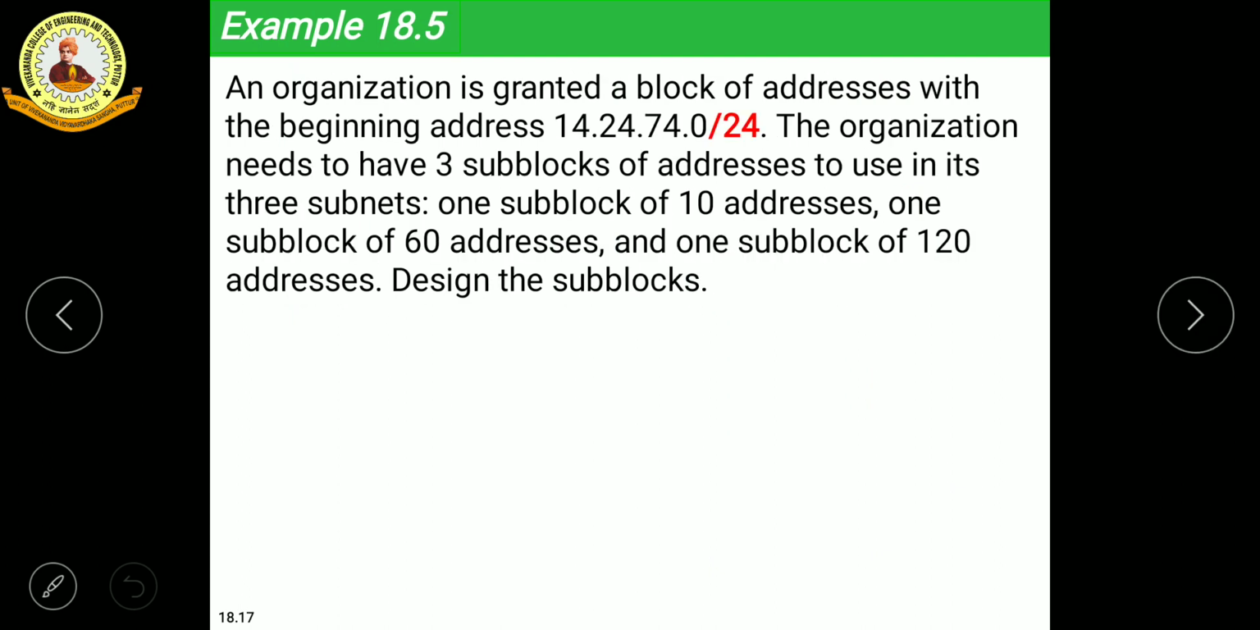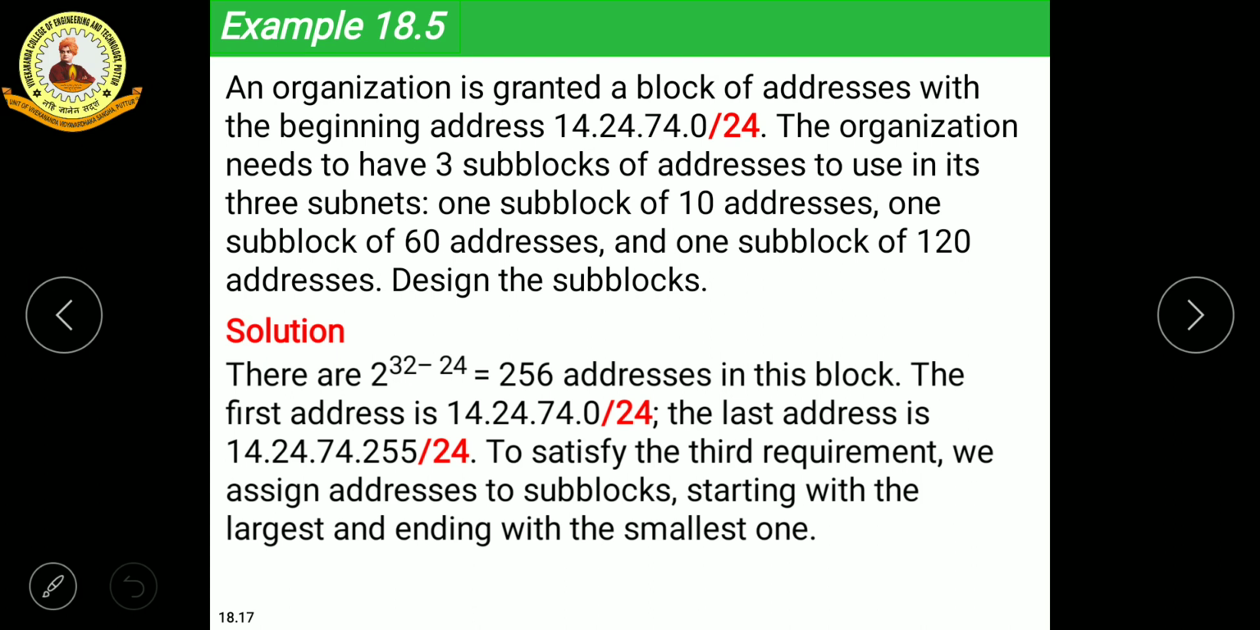problem 18.5. An organization is granted a block of addresses with the beginning address 14.24.74.0/24. The organization needs to have 3 subblocks of addresses to use in its 3 subnets. One subblock of 10 addresses, one subblock of 60 addresses, and one subblock of 120 addresses. Design the subblocks is the question that is asked. Okay, we shall see the solution.